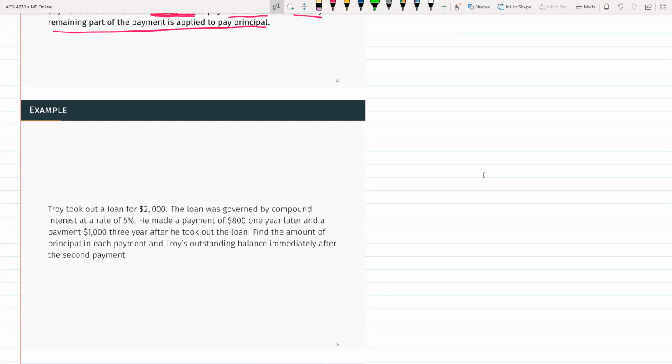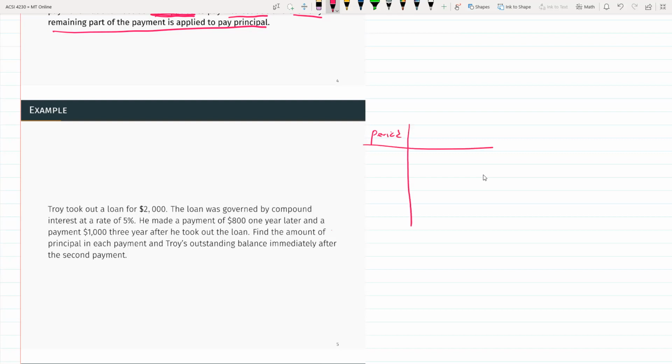So here you can see an example. Troy took out a loan for $2,000. The loan was governed by compound interest at a rate of 5%. He made a payment of $800 1 year later and a payment of $1,000 3 years after he took out the loan. Find the amount of principal in each payment and Troy's outstanding balance immediately after the second payment. The way to do this, you can create a table. Let's create an amortization table.